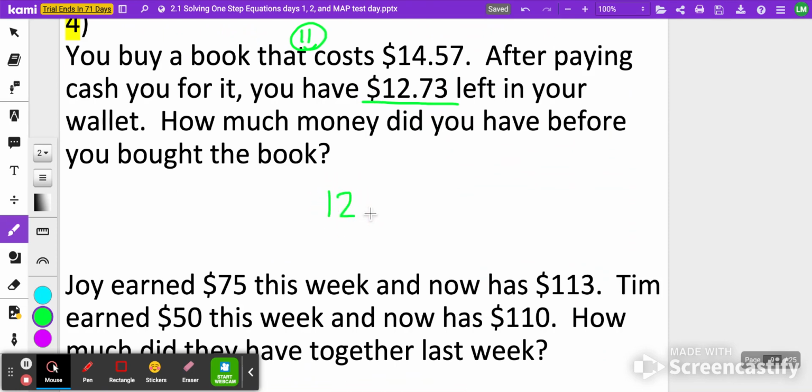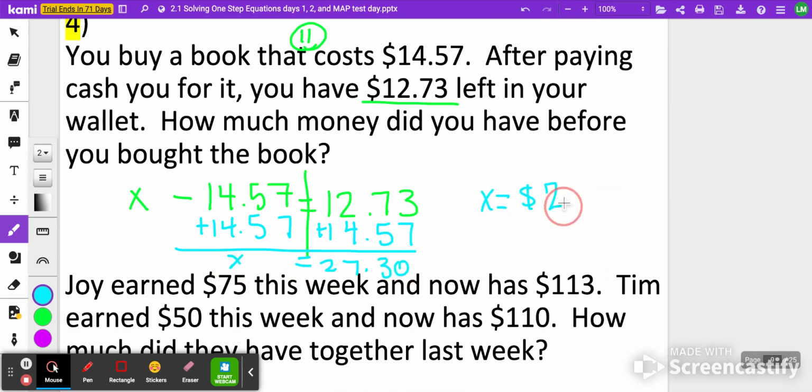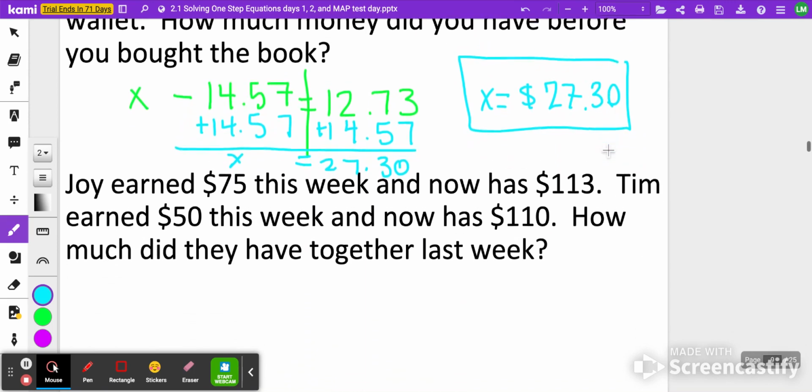So one way to do this is because I am now left with $12.73, that's what my wallet is equal to. But when I bought the book, I'm subtracting money out of my wallet, so minus 14.57. To find out how much money I did have, I'm just going to add $14.57 back to this $12.73. So 12.73 plus 14.57 would be $27.30. So x is equal to $27.30.